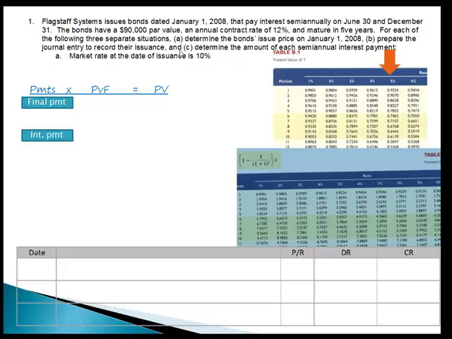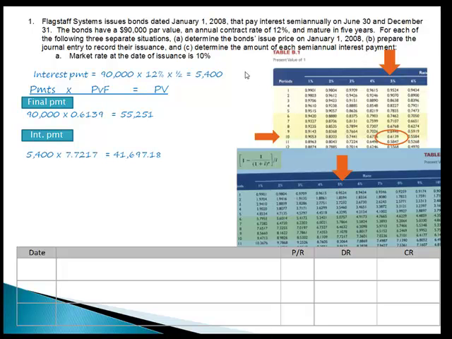Now remember, the market rate is what we're going to use. So the market rate is 10%, but that's an annual market rate, so you take half of your market rate. We're using 10 payments because it's 5 years times 2 payments per year. Our present value factor is going to be 0.6139. So 90,000, our par value, times 0.6139 is our present value. Then we need to figure out the interest payment. The interest payment is the bond times the contract rate of 12% times 1/2, 5,400. We're going to use the annuity table to figure this out.